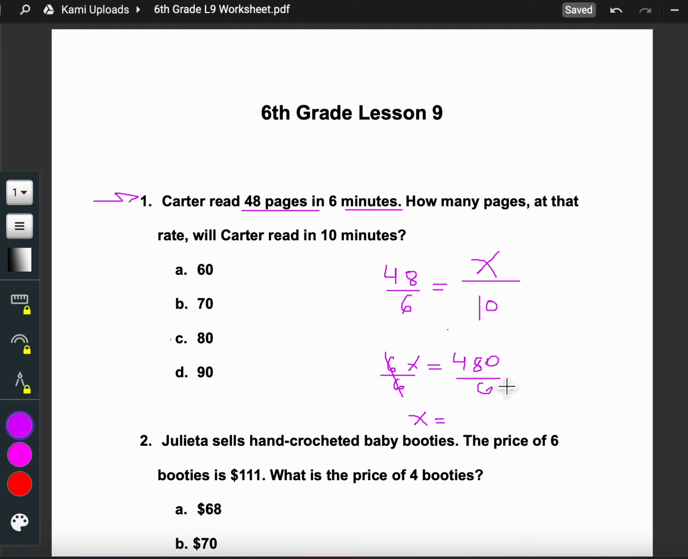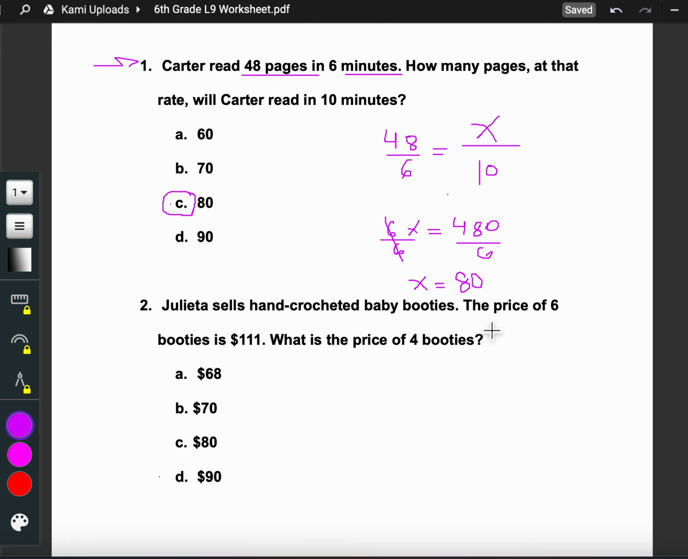48 divided by 6, we already know is 8. You add the 0 in. So x should equal 80. And the answer to that question will be 80 pages at that rate will be read by Carter in 10 minutes.